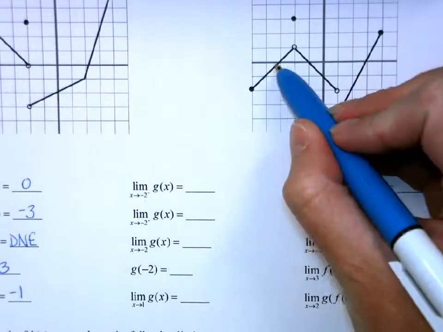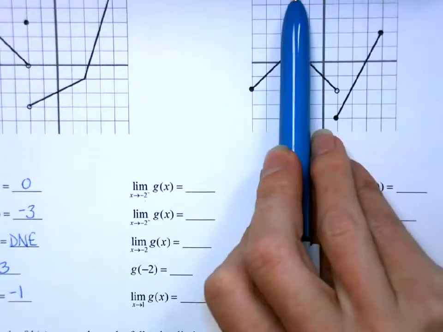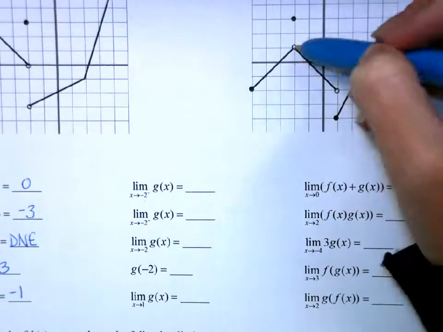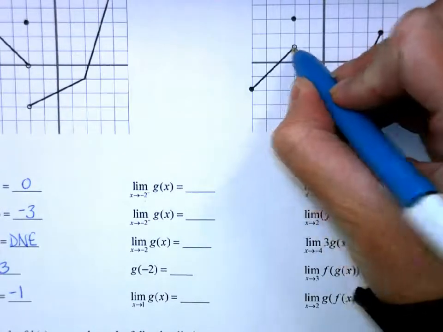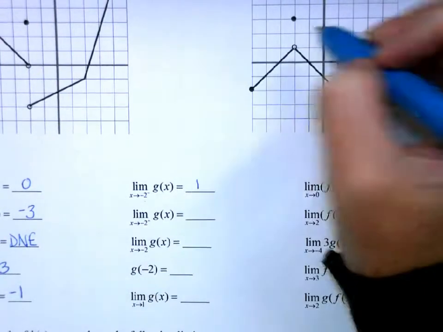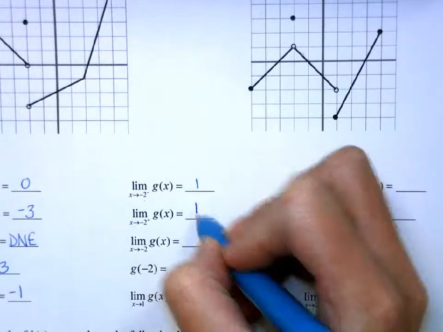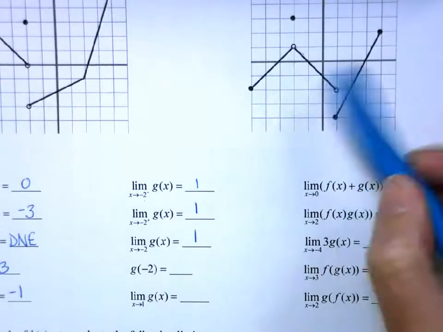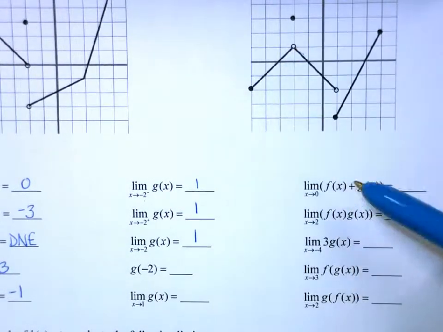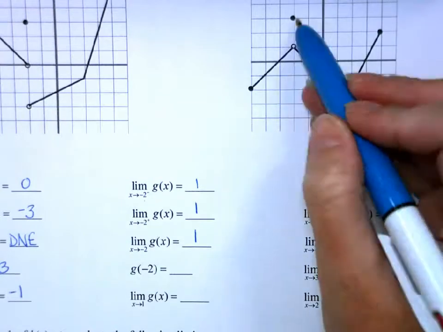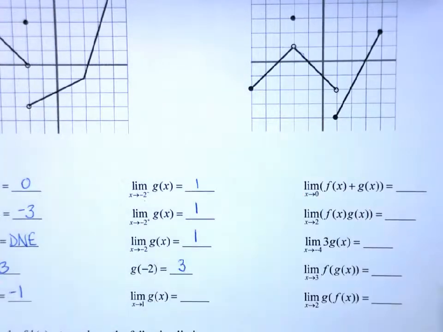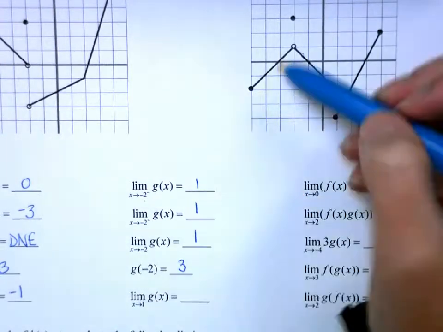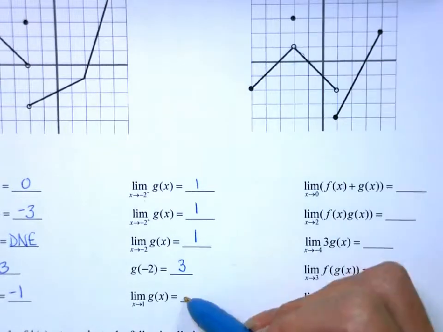Okay, looking at g at negative 2. As we go from the negative side, even though there's this little dot, I don't really care what's happening at negative 2, just as we get really, really close. So the left-hand limit is 1, the right-hand limit is 1, which means the limit is 1, because it is approaching the same thing from both sides. G of negative 2, however, is 3. So even though it has that little jump, it still has the limit.